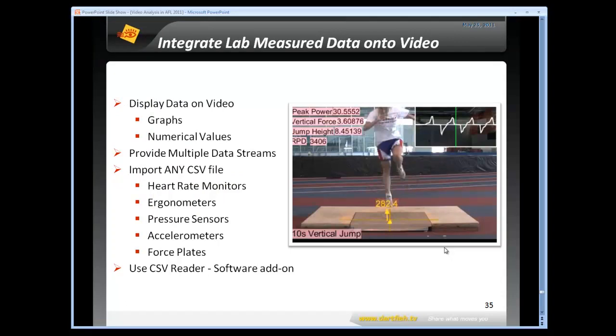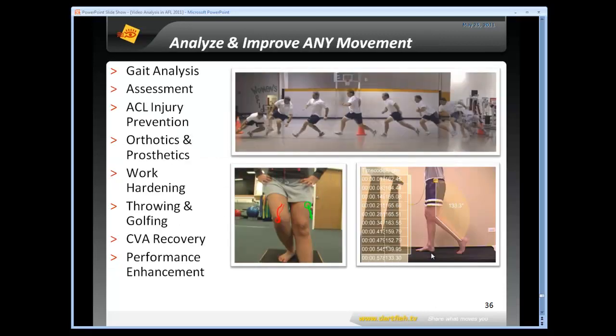You can display data on video. It can be graphical. It can be numerical. You can use heart rate monitor feedback and put it into Dartfish. Ergometers, pressure sensors, accelerometers, force plates. Dartfish will import all of that detail into the software, and you can display it just as you can see here. And because there are elite, Olympic level athletes using this, it'll do everything you could ever imagine.